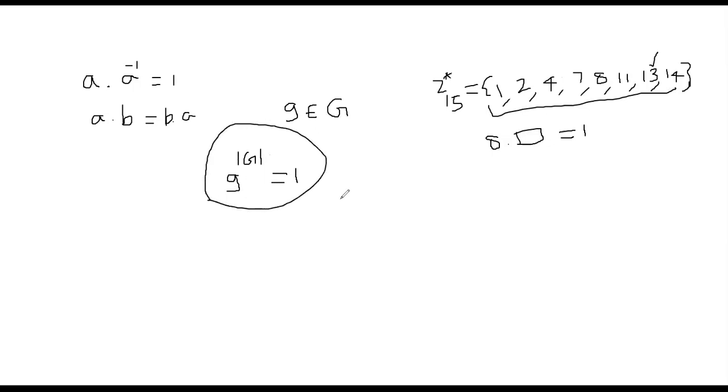We can check, for example, take 2. What is 2 power 8? 2 power 5 into 2 power 3. 2 power 5 itself is 32, which is nothing but 2 in mod 15. So it's nothing but 2 into 2 power 3, which is 2 power 4, which is nothing but 1. So the theorem we can verify for g being 2. You can try other examples for yourself and convince yourself that g power the order of the group is 1. I'll prove that in a minute, but we will take that and use it.